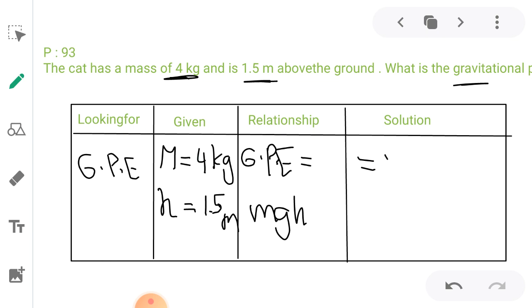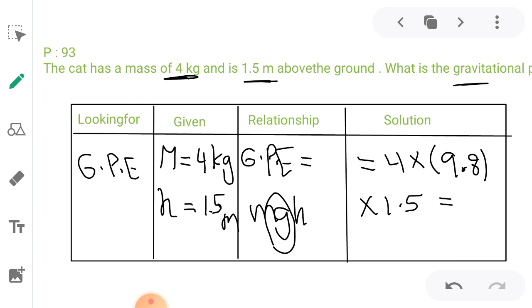Let's substitute and get the number. M here is 4 kilograms times g. Why doesn't the question give me g? Because you have to memorize it, because g is a constant value, which is 9.8. It's the acceleration of the earth's gravity. And the height here is 1.5. And if you calculate it, it's going to give you 58.8. What is the unit of gravitational potential energy? Because it's energy, the unit will be joules. So it's so clear here.